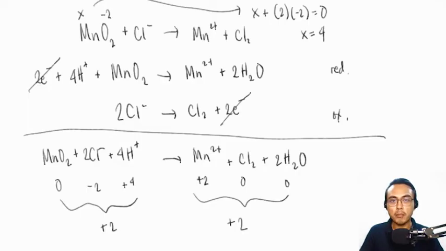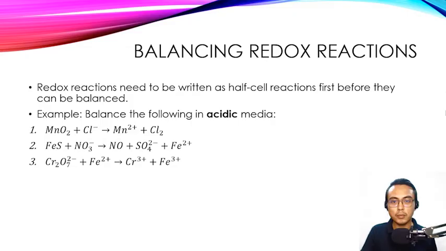Therefore, a correctly balanced redox reaction has to satisfy the balance of both the mass in terms of the number of atoms and the total charge. Okay? That is how we balance a redox reaction. Let's have the next example. We have FeS plus NO3 minus yields NO plus SO4 2 minus plus Fe2 plus.